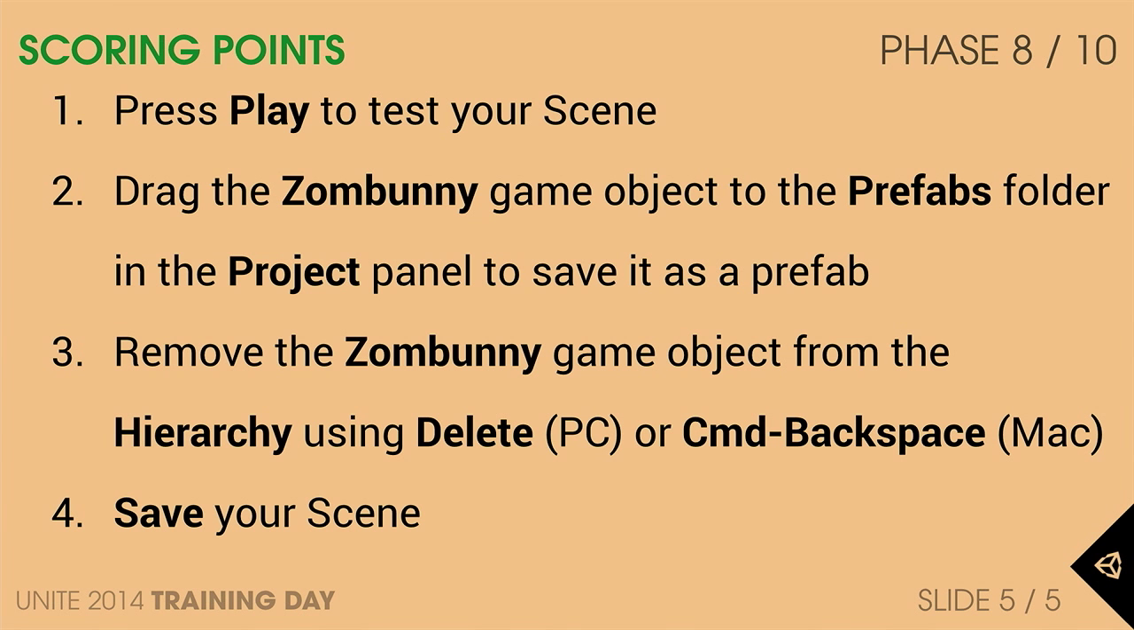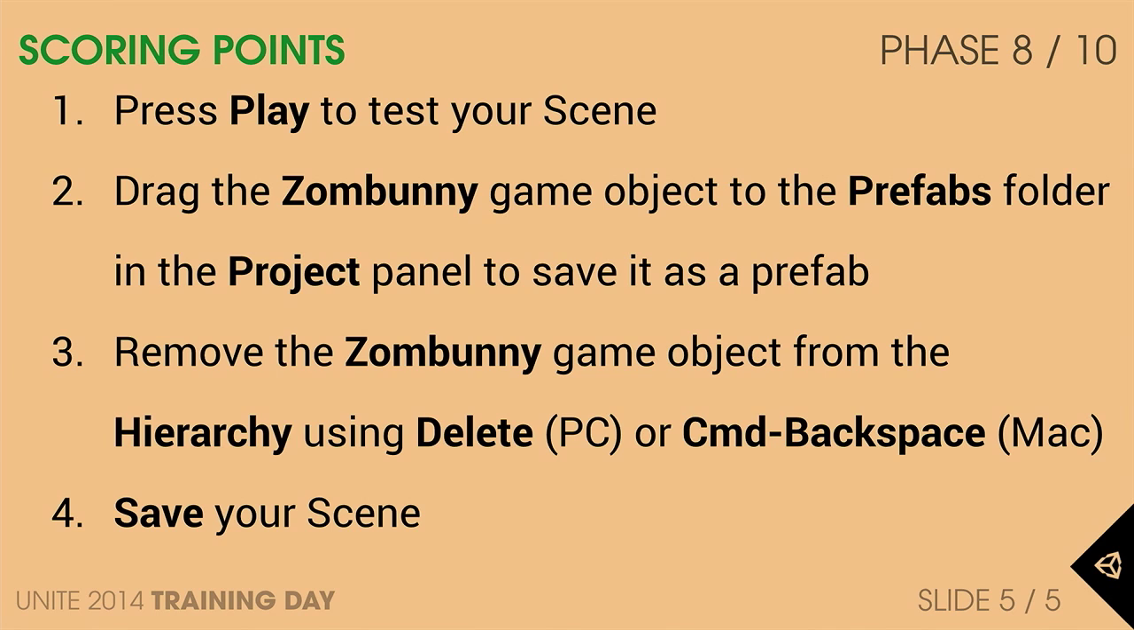So we've played, we've tested, and we've created a prefab, something we'll be able to create many instances of in the project panel. And then we've removed the original Zombunny out of the hierarchy, out of the scene, so that when the game begins, it's not there. So we're going to go ahead and save our scene.